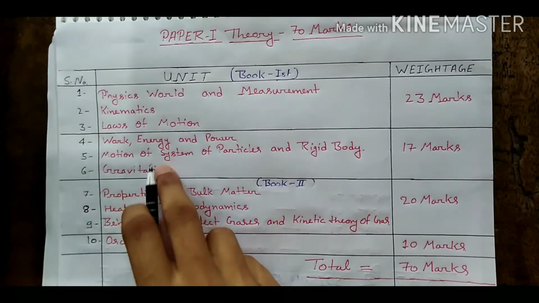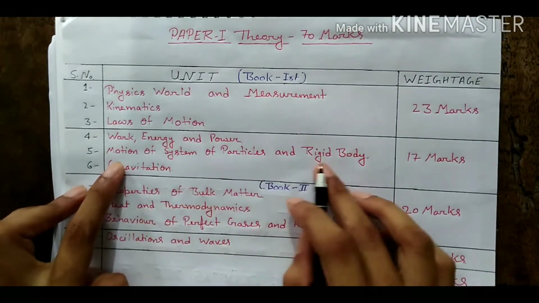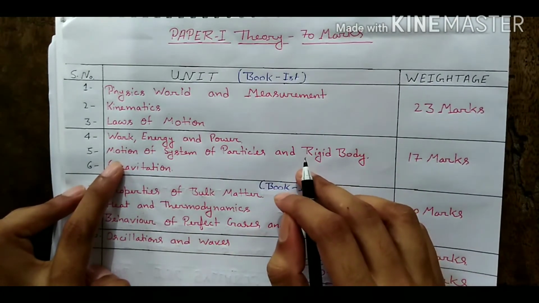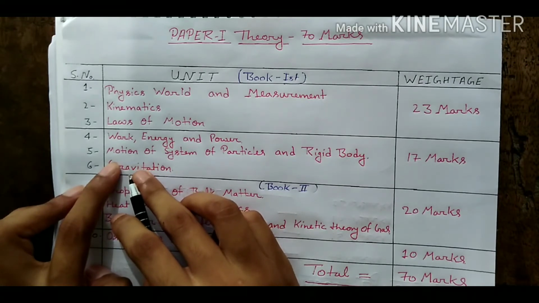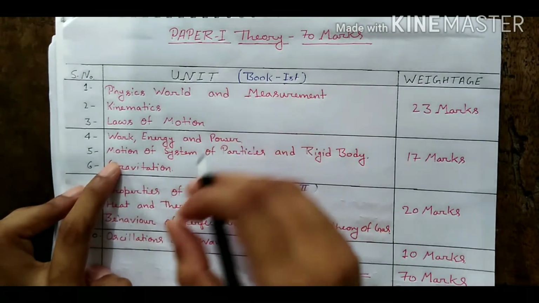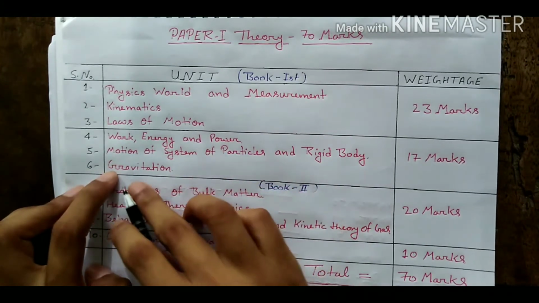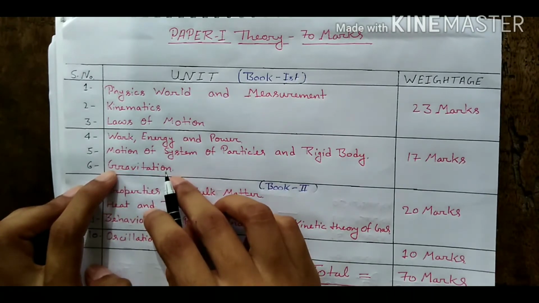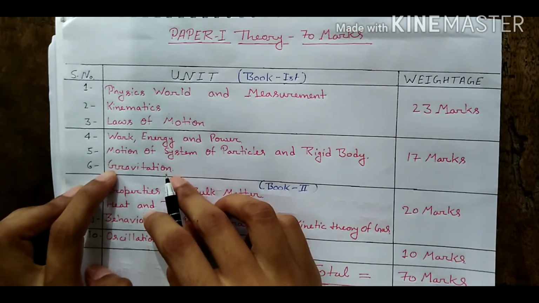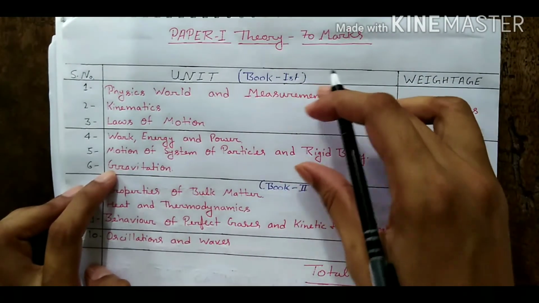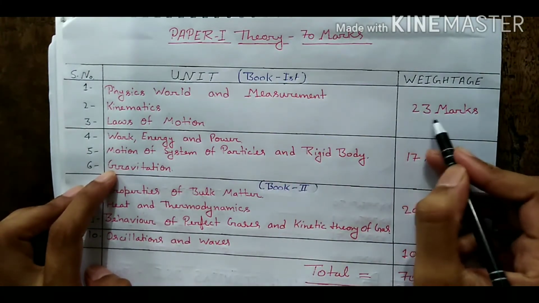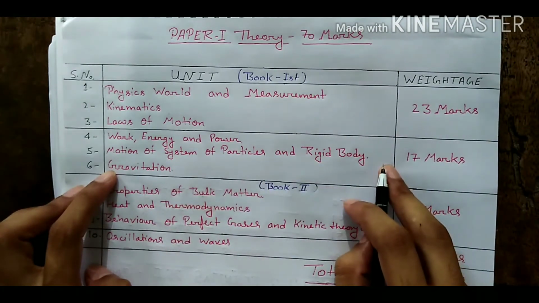And the fifth unit is motion of system of particles and rigid body. In this unit we will study center of mass of different particles, different rigid objects, and rotational motion of a rigid body, moment of inertia of different objects, and couples, etc. And the last unit of volume first is gravitation. In this unit we will study gravitation and planets and satellites, Kepler's laws of planetary motion, Newton's universal law of gravitation, gravitational constant, gravity, and many more. So this is the syllabus of your first volume of physics, and the first volume of physics is 23 marks in first section and 17 marks in second section.